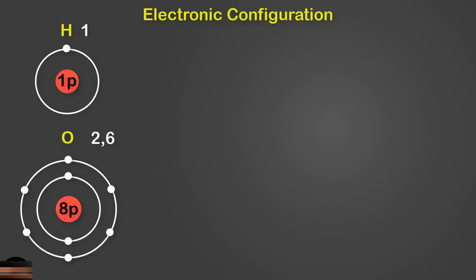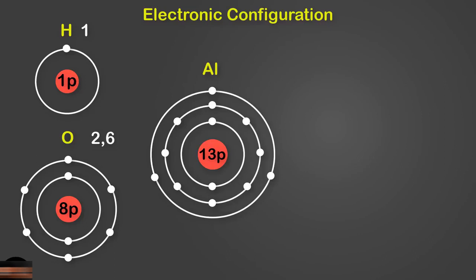Next we have aluminium with atomic number 13. So the electron configuration is going to be 2, 8, 3. So aluminium in the third period has 3 shells. You can draw the full electron configuration, or you can write it in this simple comma notation, 2, 8, 3.